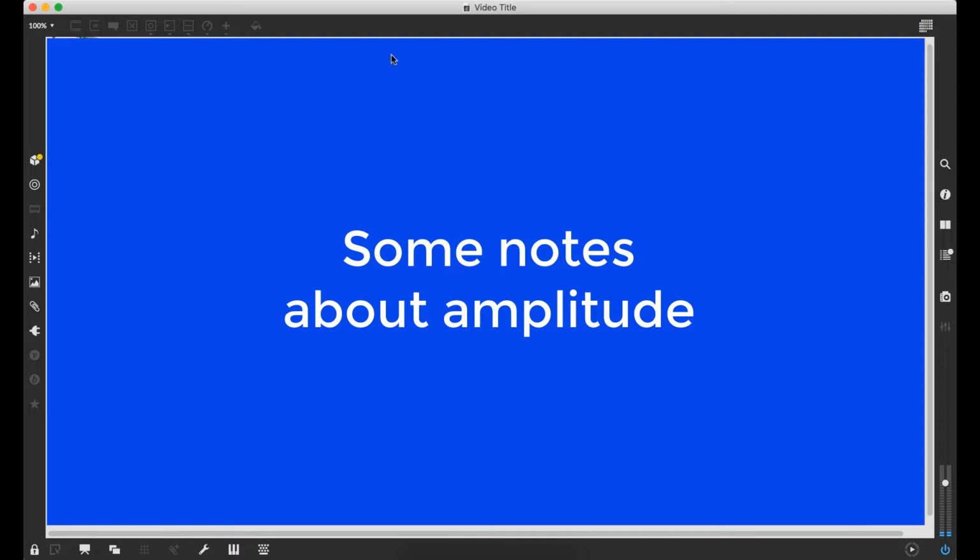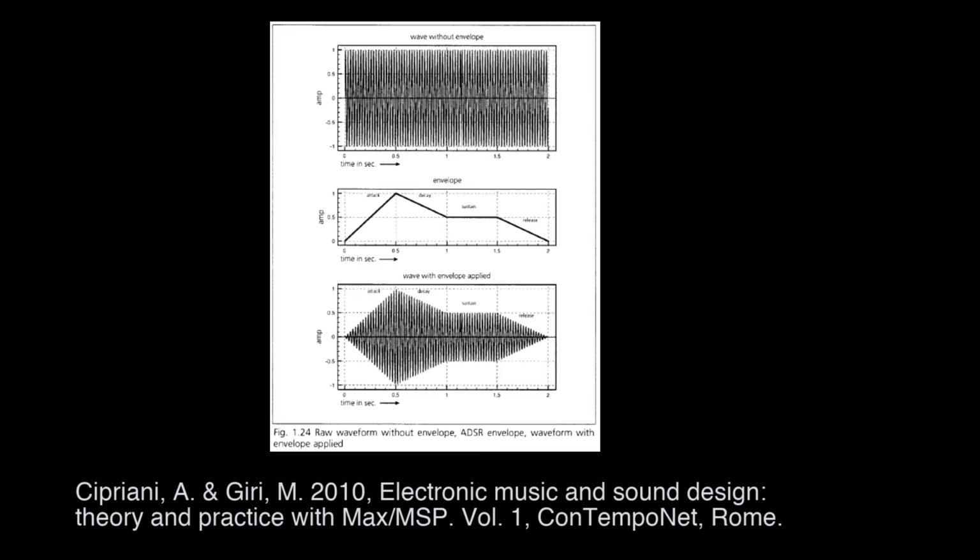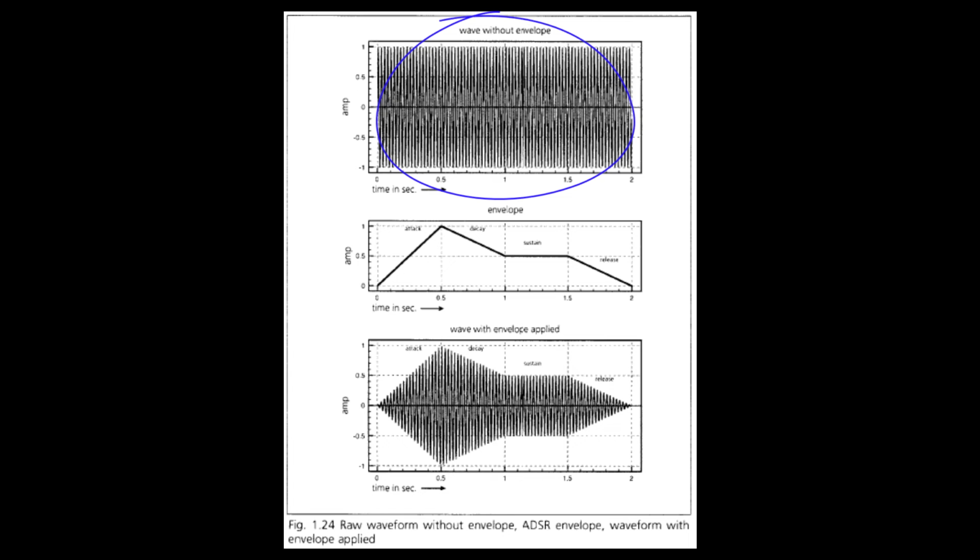Some notes about gain, amplitude and decibels. Figure 1.24 on page 26 of the extract from Chapter 1 of the Cipriani and Giri text shows three graphs. One of an audio waveform without an amplitude envelope, one of an amplitude envelope, and a final graph of the audio waveform with the amplitude envelope applied.